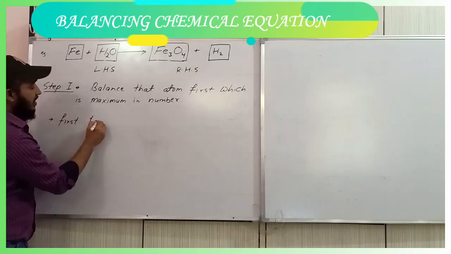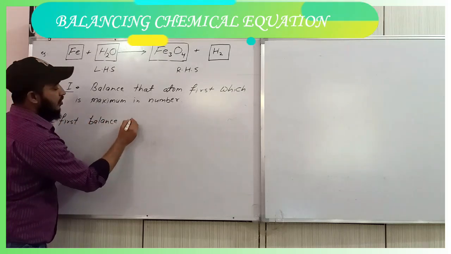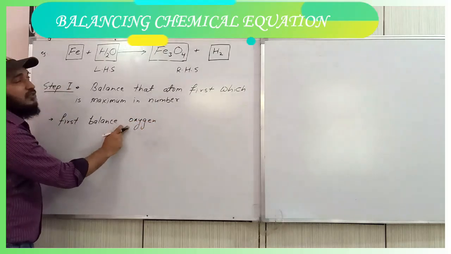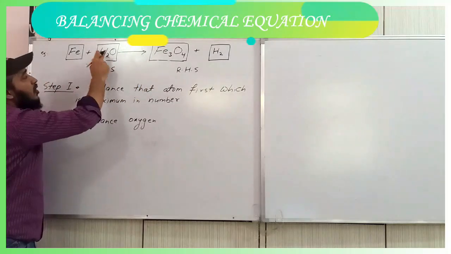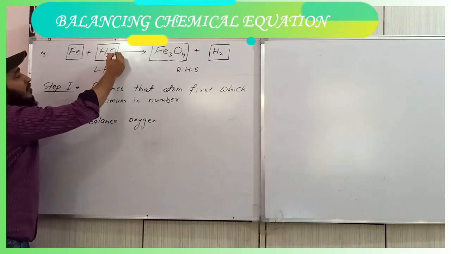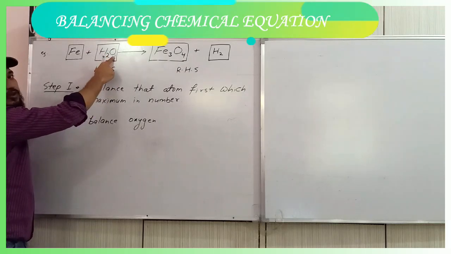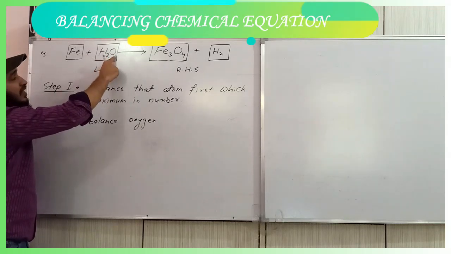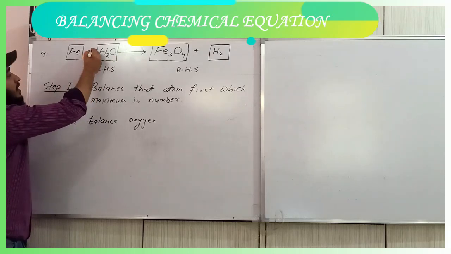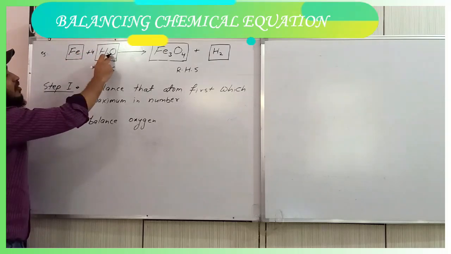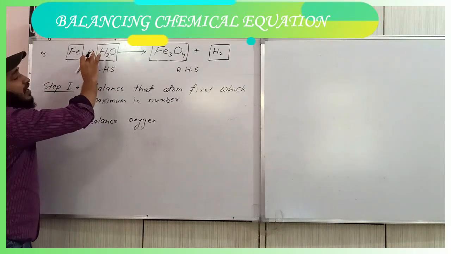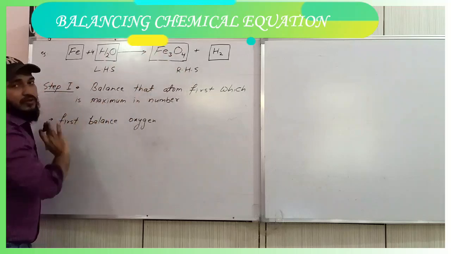First balance oxygen. In order to balance oxygen, here oxygen is 4. So how many oxygen should be here? Here also should be 4. So here we cannot change. It is considered as 1. So what we can do, if we write 4 here, then how many oxygen atoms in total here? It becomes 4. So on the left hand side it becomes 4 and the right hand side also becomes 4.